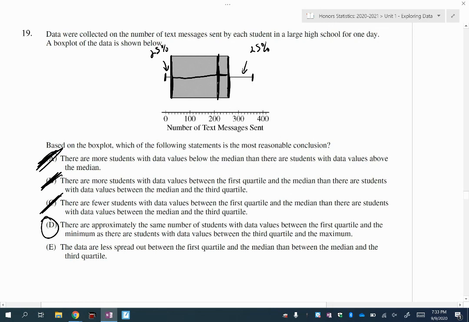And the last answer choice says the data are less spread out between the first quartile and the median than between the median and the third quartile. Again, they're talking about this as if you don't understand that there's the same amount of data values between them. Okay? All right.